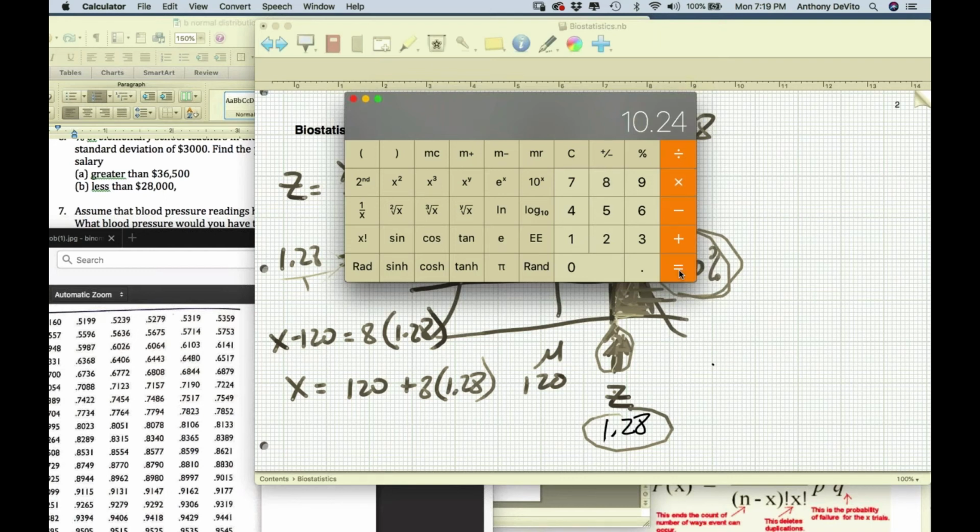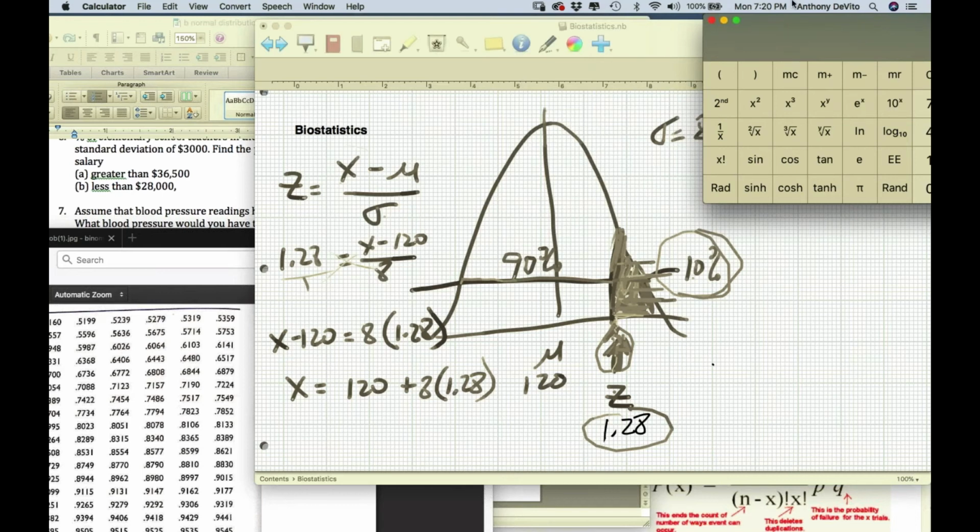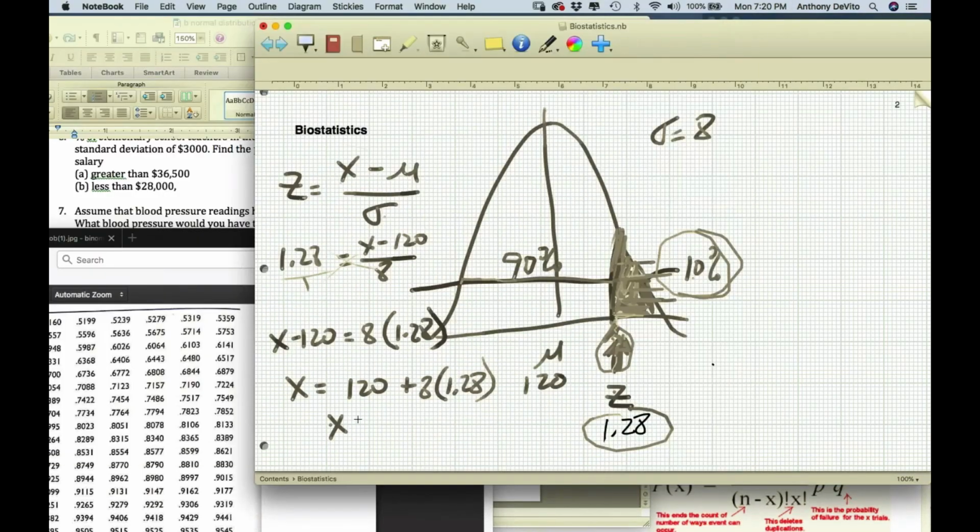Right, X is equal to 10.24 plus 120, which is equal to 130.24. So X works out to 130.24. Okay, so the z-score of 1.28 represents a value of 130.24. So if you have a blood pressure above 130.24, you're in the top 10% of this population in blood pressure.